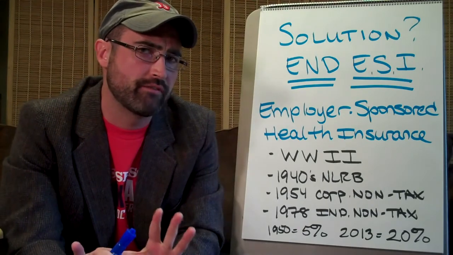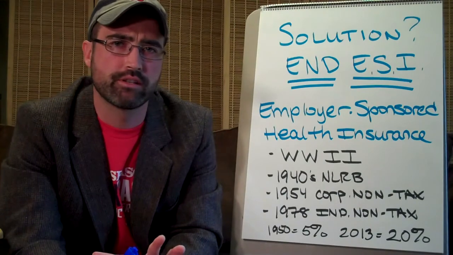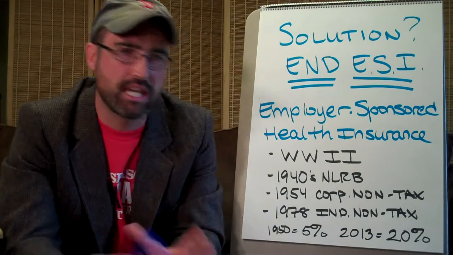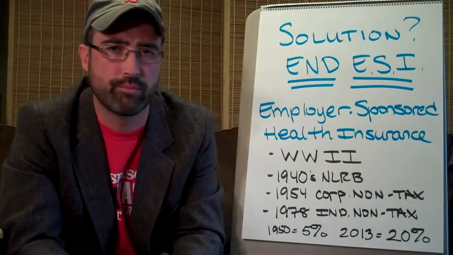Everybody's getting mad at me right now. I can feel it. I can feel the tension. They're saying, Jamison, you can't take away my health insurance because I've got my kids on it and my wife or my husband, and it's too expensive in the private marketplace.